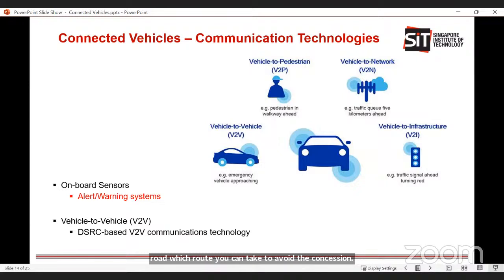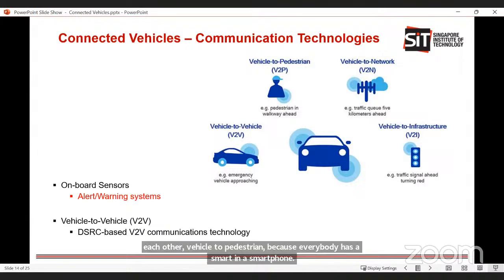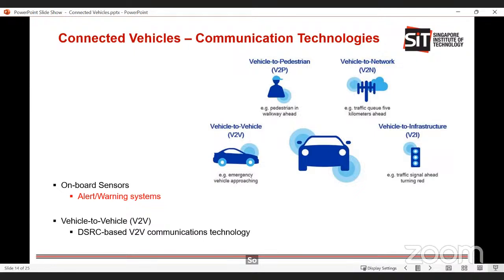Similarly, vehicle to vehicle, they can talk to each other. Vehicle to pedestrian, because everybody has a smartwatch and a smartphone, so the pedestrian, although he is not in the car, can talk to you and pass the information. Similarly, if there are vehicles at the traffic light, vehicle to infrastructure can pass the information to you, so you get data saying please reduce your speed. There is a long queue at the red traffic light, so don't come at high speed unnecessarily.